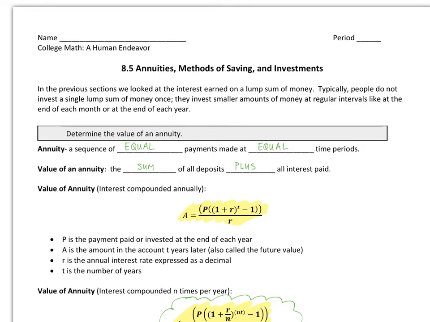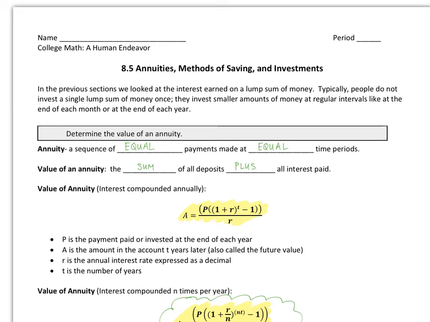So what is an annuity? An annuity is a sequence of equal payments made at equal time periods. So like I said, every month, every 6 months, every year. The value of the annuity is the sum of all of the deposits plus all of the interest earned.